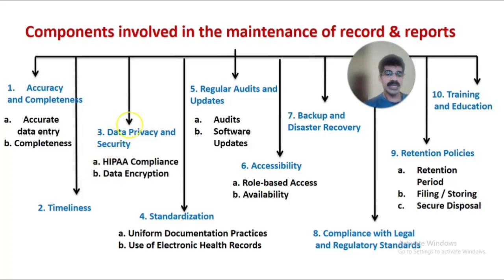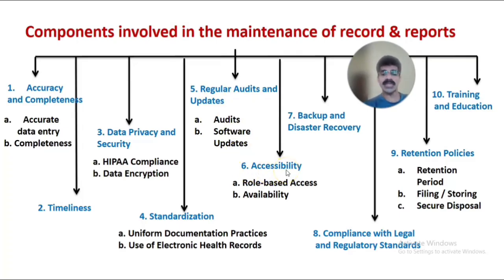Then third one is data privacy and security. Data privacy and security includes compliance with HIPAA and data encryption. Then fourth one is maintaining the standardization of records. That includes uniform documentation practices based on national and international government norms or laws, and use of available electronic health records. Okay. Fifth one is regular audits and updates. It includes audits and software updates.